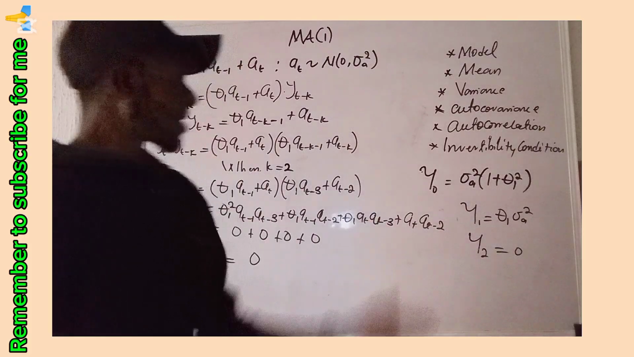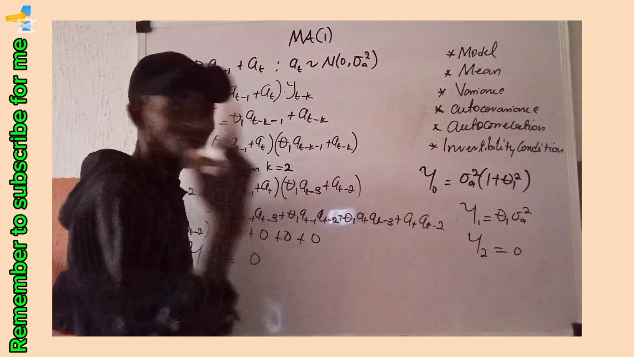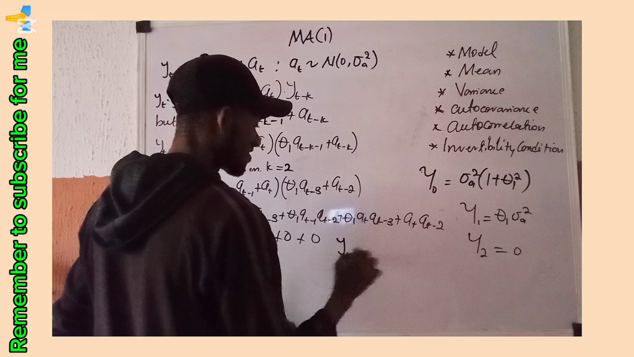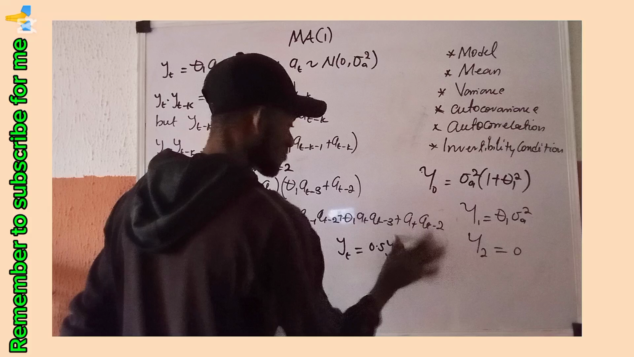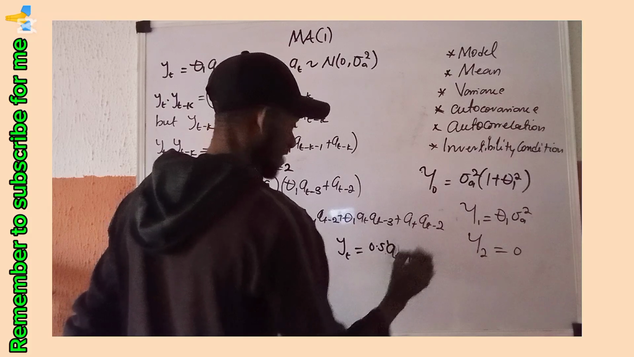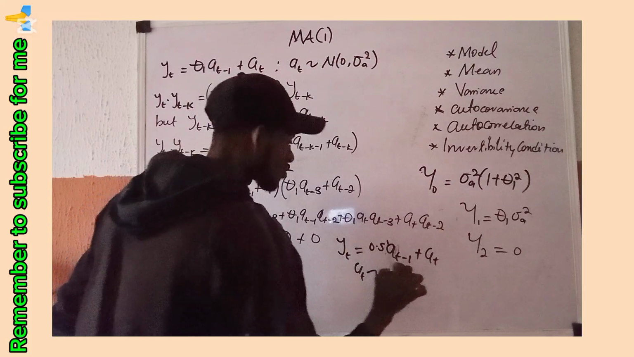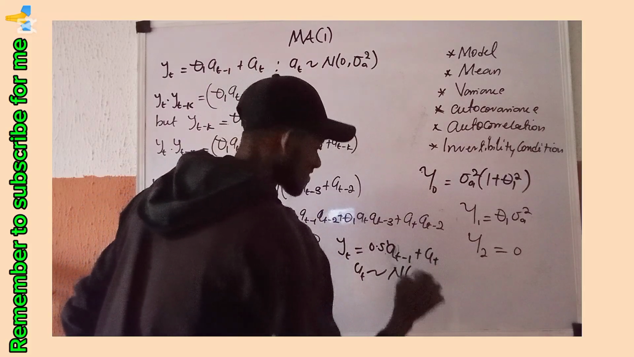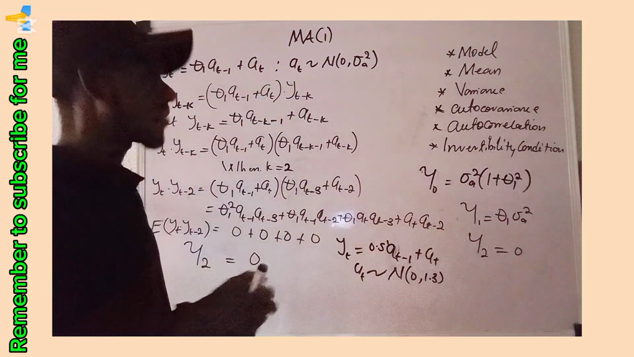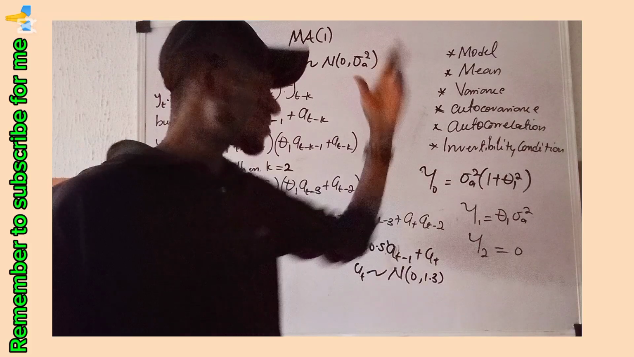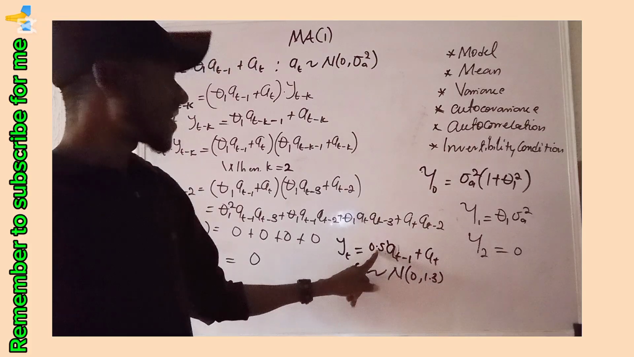And using what I have on the board, it implies that when someone gives us that kind of equation I wrote earlier, that y of t, for instance, is equal to 0.5 a of t minus 1 plus a of t, where our a of t follows a normal distribution with mean 0 and variance 1.3, for instance. And we are required to find the gamma 0 as usual, required to find the gamma 1, of course. Here is our theta 1.